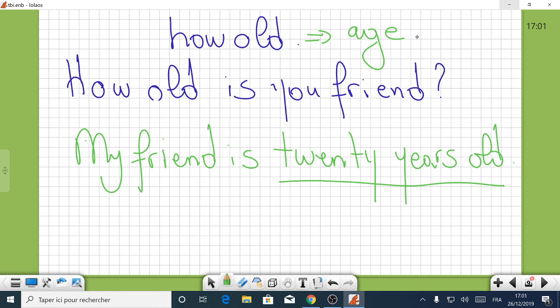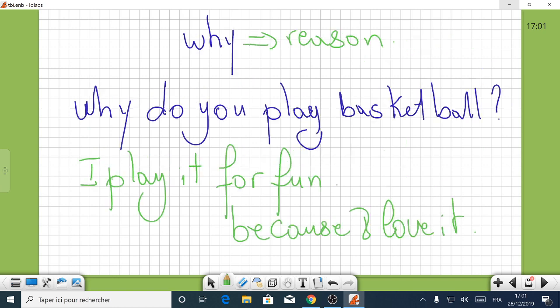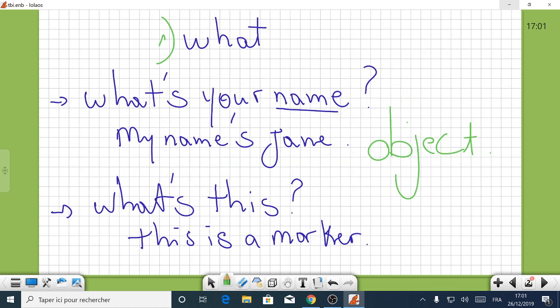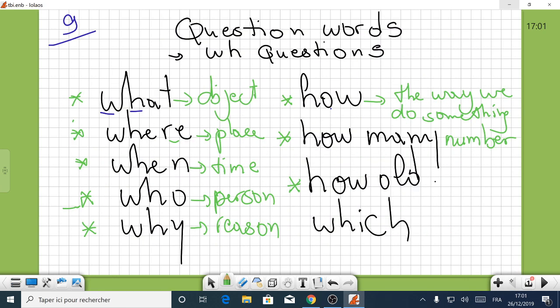So please now I go back to the first one. We use what to ask about objects, as we can see, and we use where to ask about place. But we use when to ask about time, and who to ask about person, why to ask about reason, and how to ask about the way we do something, and how many is for number, how old is for age. If you want to ask about age, we should use how old.